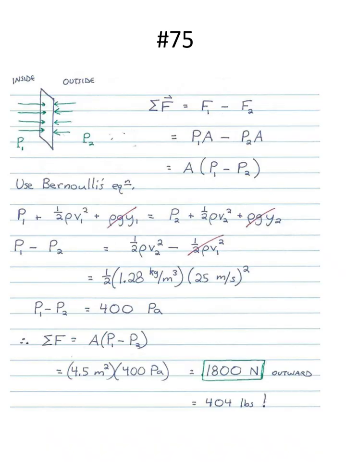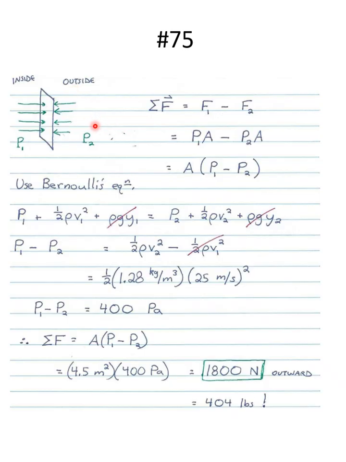Number 75. On a stormy day, a wind of 90 kilometers per hour blows parallel to the surface of the picture window with area 4.5 meters squared. What are the magnitude and direction of the force on the window? All right, here's my window, inside the house and outside the house. Pressure 1, pressure 2, and normally when we think about a window in the air, it's the same pressure on both sides, but there's a wind that's going to blow parallel.